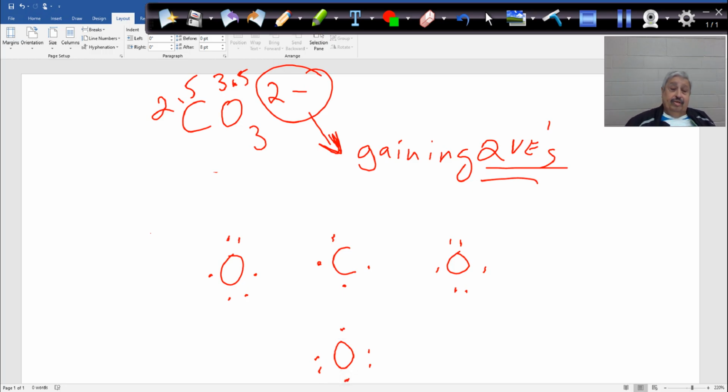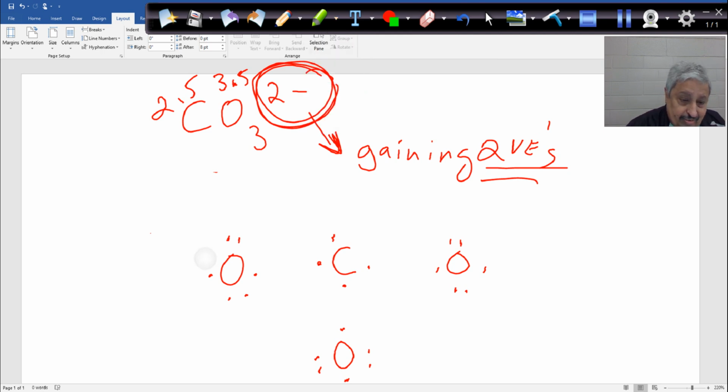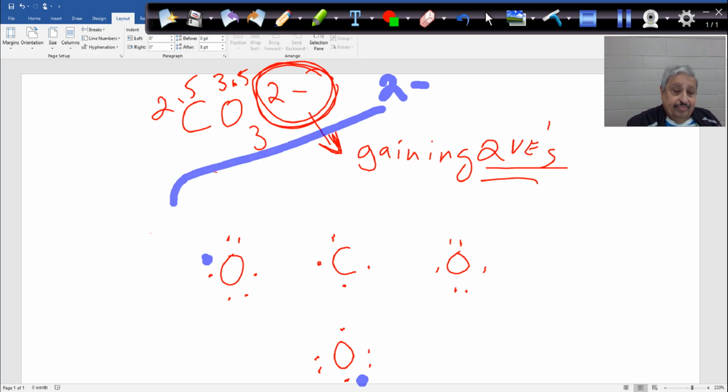Okay, guys? Well, remember we did not add this yet. So I'm adding this one here, okay? Add this one here. Those are the negative charges. Those are the negative charges. Okay, guys? So those are the 2 valence electrons added to the molecule.